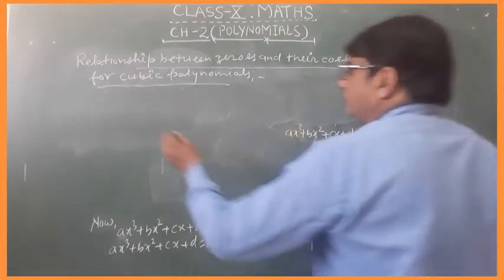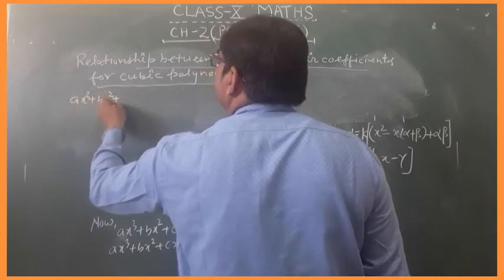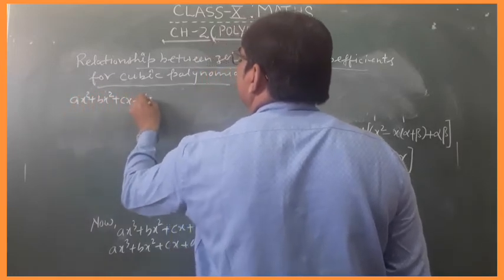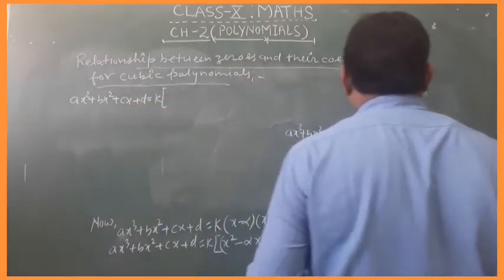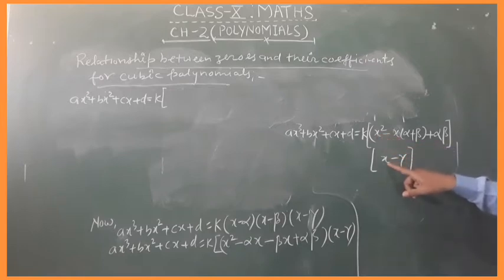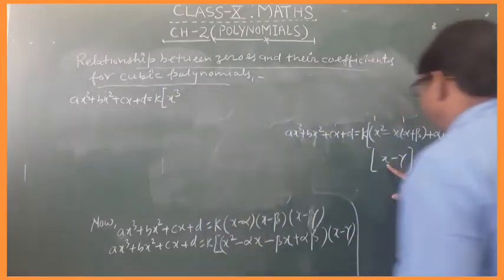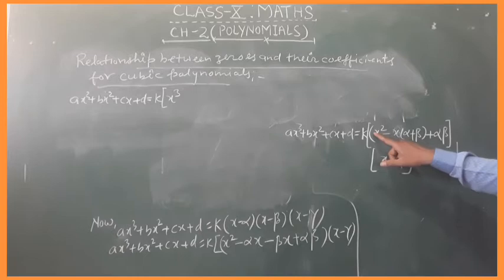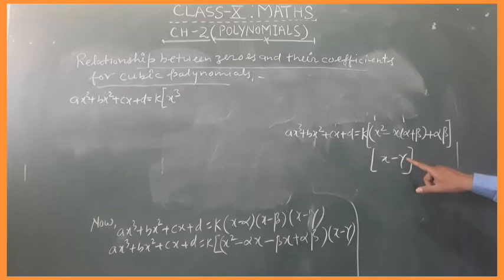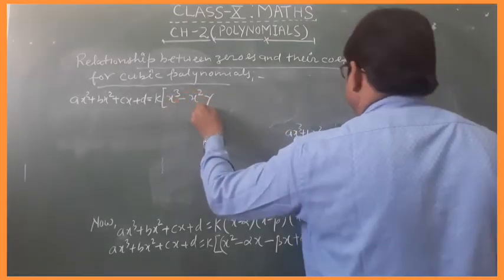ax³ + bx² + cx + d = k, and after that, multiplied by this x², what do we get? x³ − x²γ. Multiplied by x and multiplied by γ, so minus x²γ.